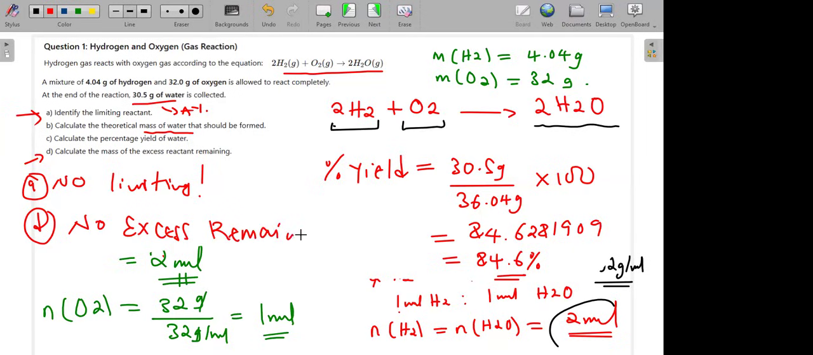So why are we saying this? Because there was no limiting reactant. But if there was a limiting reactant, then we would be able to calculate the amount of excess reactant there. All right, so that was question 1.